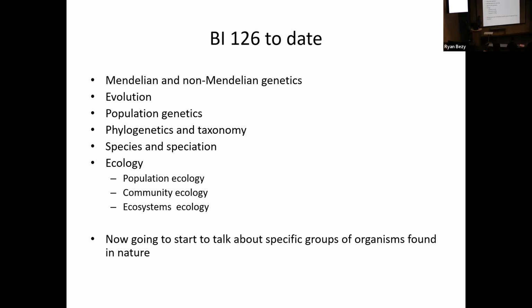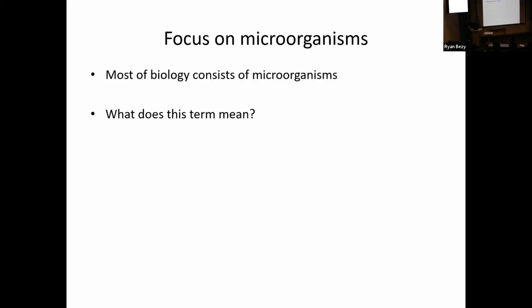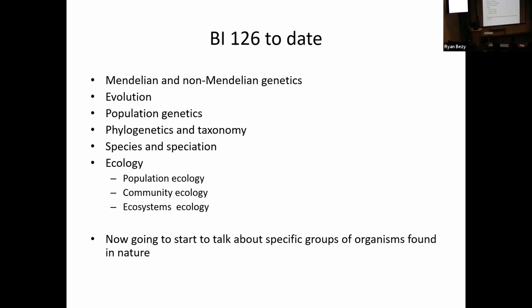This next unit in the class, and exam 4 content, is going to be a little bit different. We're going to be talking about some specific groups of organisms found in nature. We're really going to be talking a little bit about biodiversity. What are some main groupings of organisms? But we are going to be talking about their ecology and the evolution of some of these types of organisms as well. So some of the topics we talked about earlier in the class are going to come back up, but we're going to apply them to specific groupings of microorganisms.